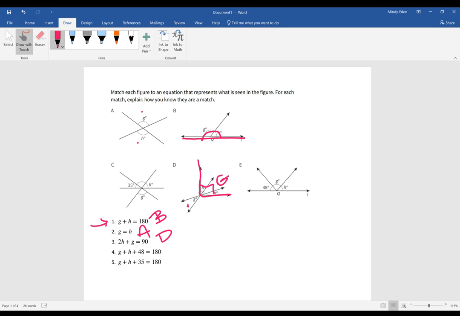All right, question number four. G plus H plus 48 equals 180. So now let's look at E. I've got a line. I've got H plus G plus 48. When we add, we can add them in any order. So there we go. So 4 is E, which leaves, if I look at C, these are all across. Remember, vertical angles. So that one's also going to be G. And all three of those add up to a line as well. So it does match up.